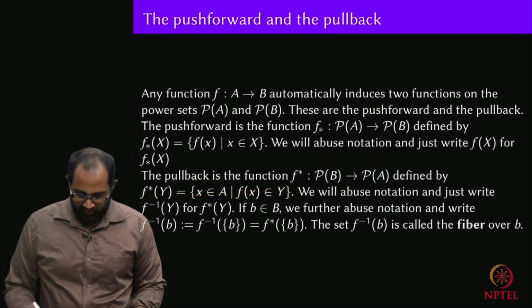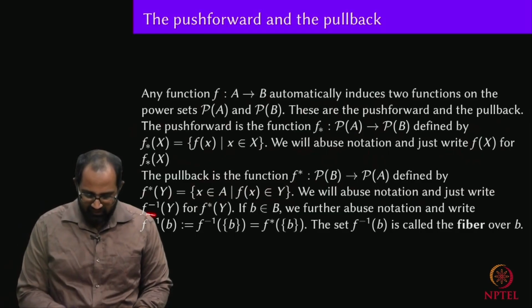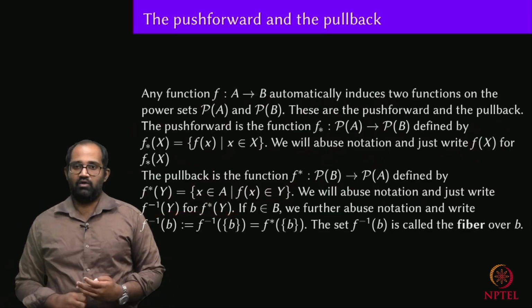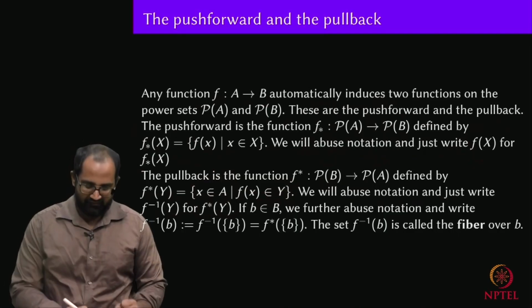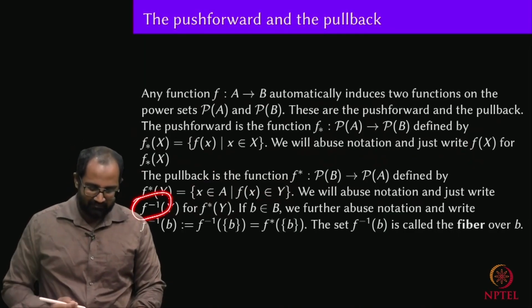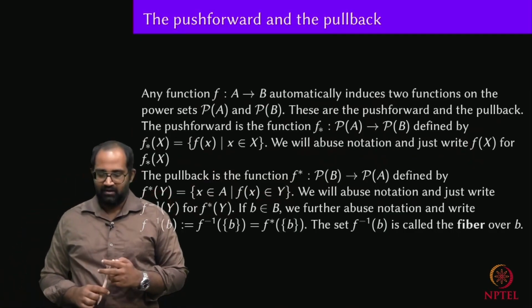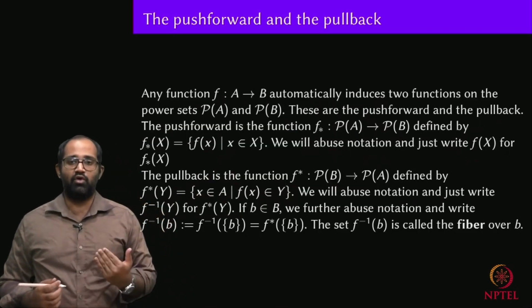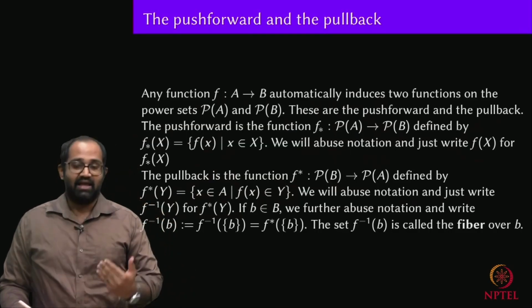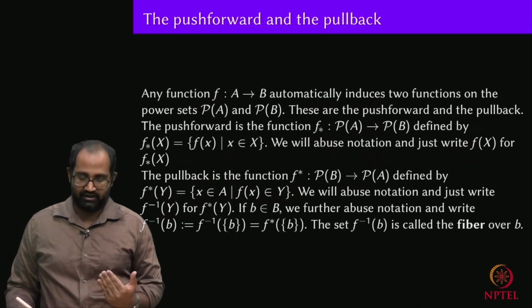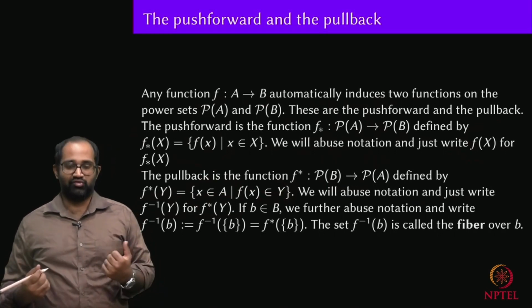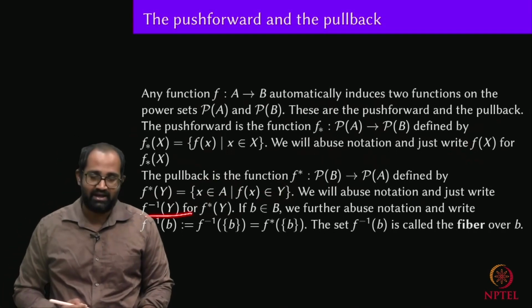Again we will abuse notation and we will just write f inverse Y for f upper star Y. Now, notice there is a danger here because f inverse is playing double duty. f inverse is supposed to denote the inverse function if the function f happens to be bijective, but we will still abuse notation and just call it f inverse Y.